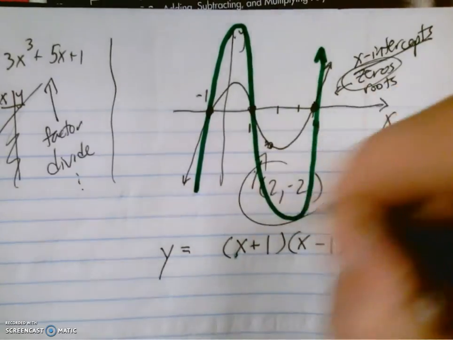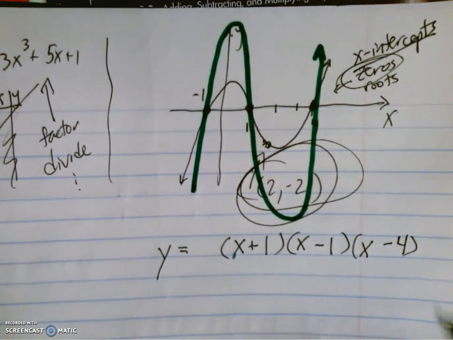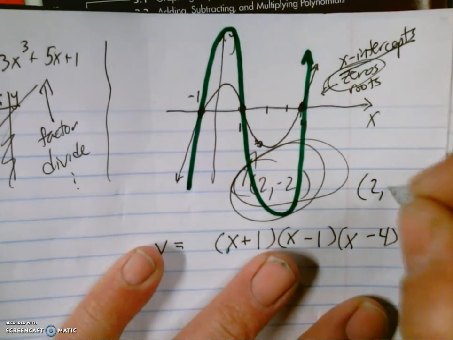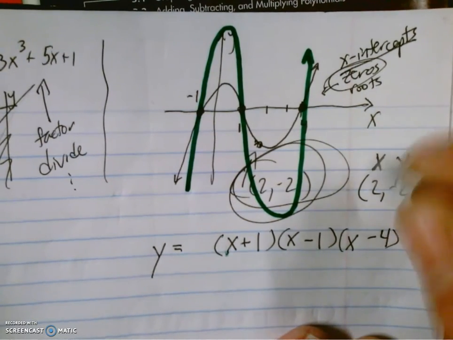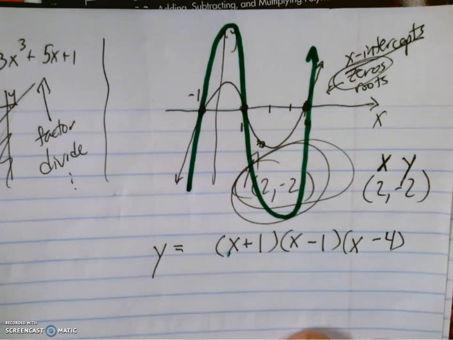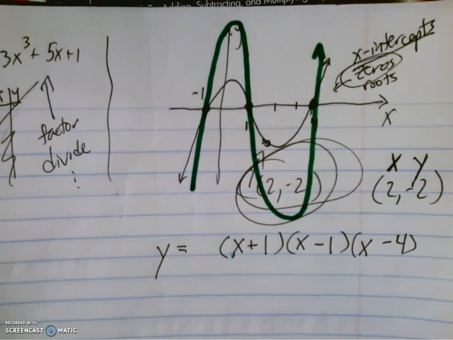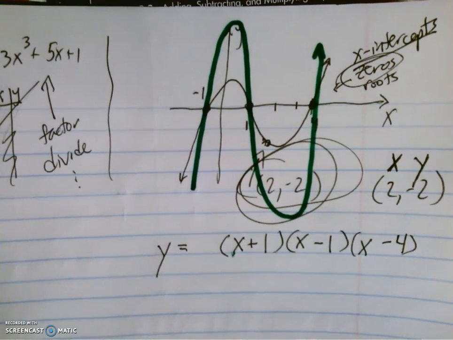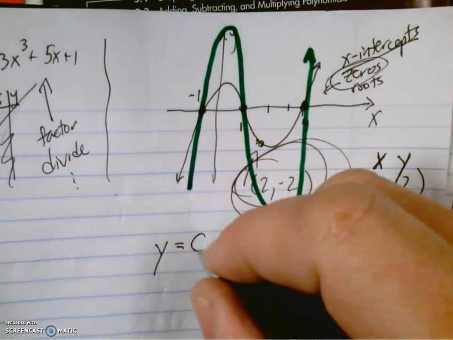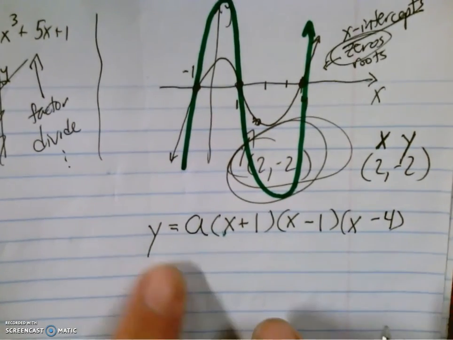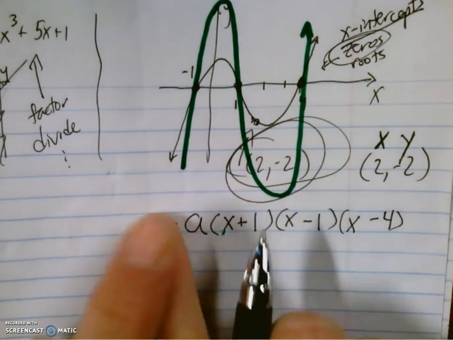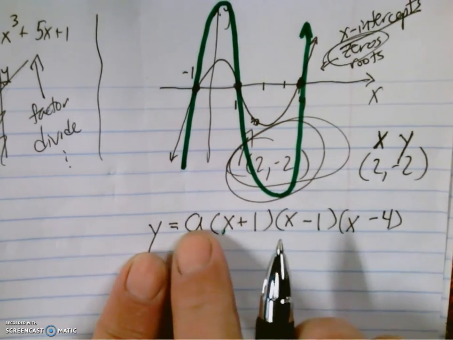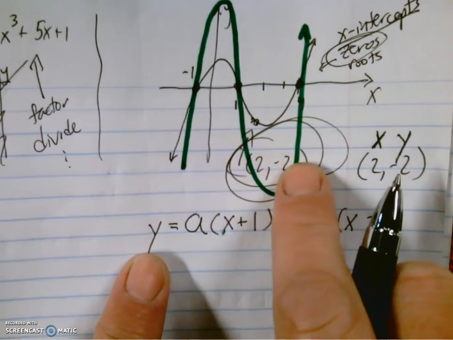So how do we make sure that it goes through that point right there, 2, -2? Well, this is just some point, but every point is an x and y coordinate. So how do I stretch this? If you remember stretching parabolas, it's the same way. You use a multiplier, a number in front. Uh-oh, wait a minute. We don't know what number makes it hit 2, -2.